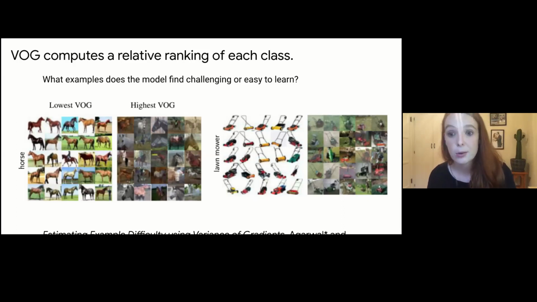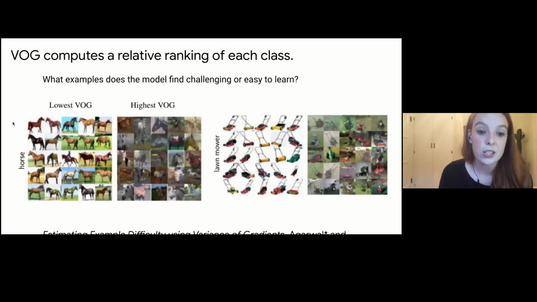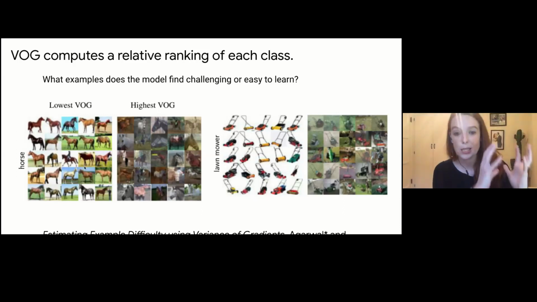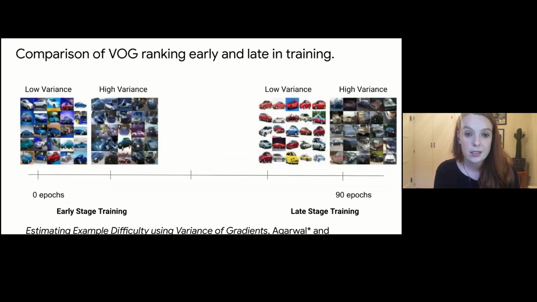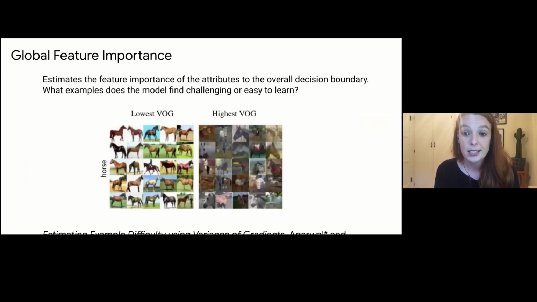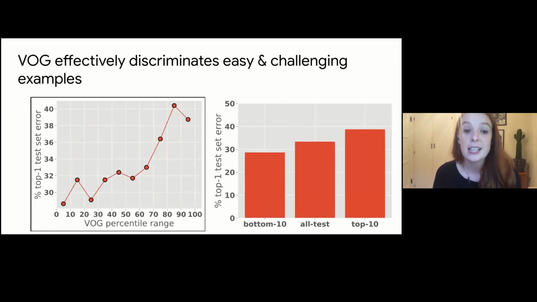And how do we evaluate that? So we qualitatively visualize the lowest VOG and the highest, and you can kind of see that they have these very distinct semantic clustering traits. So lowest VOG has these much more, I guess, centered, crisp images. Highest VOG is much more cluttered. But we also look quantitatively, and we see that VOG is much more effective at discriminating between easy and challenging examples.